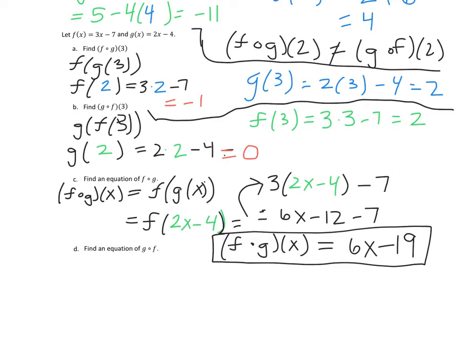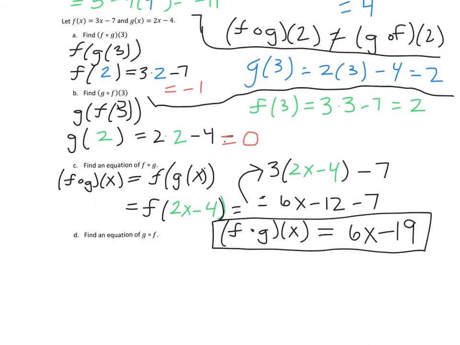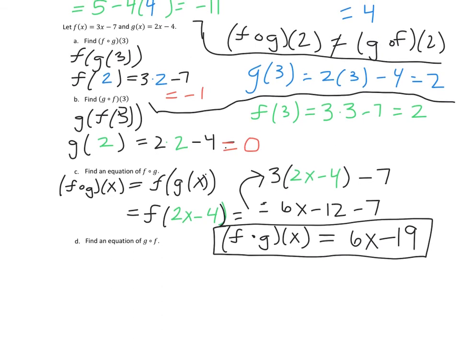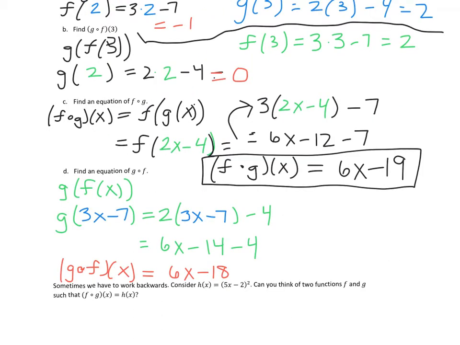All right, go ahead and push pause, and you guys are going to find an equation of g of f. All right, so you plugged f into g this time. f is that 3x minus 7, and then g is 2x minus 4. The input, though, is 3x minus 7. So you distributed and you combined like terms to get your g of f equation.